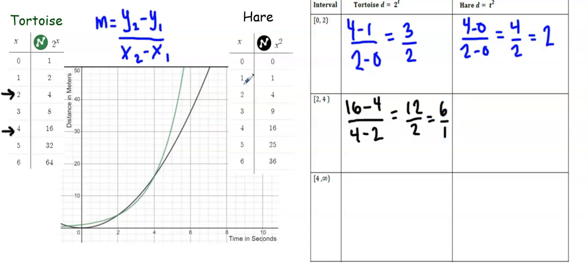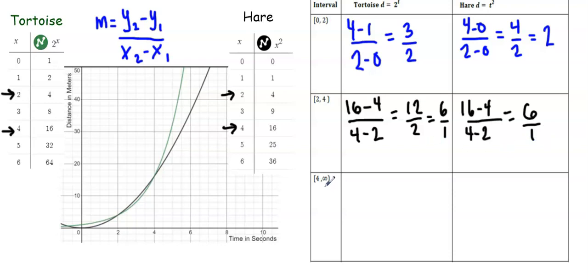And then for the hare, I'm going to do the same thing. I'm going to subtract these y values in the numerator and the x values in the denominator. And I'm actually subtracting the same numbers because at 2 seconds and at 4 seconds, the tortoise and the hare were at the same distance from the starting line. So again, in this interval, the hare is traveling 6 meters in 1 second. So they have the same average rate of change.